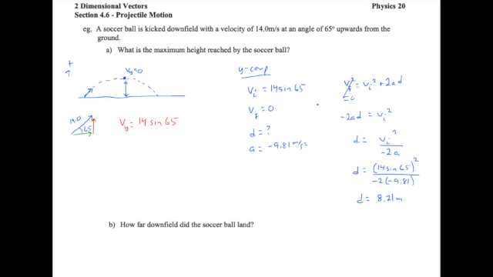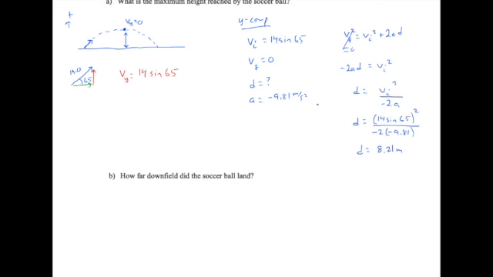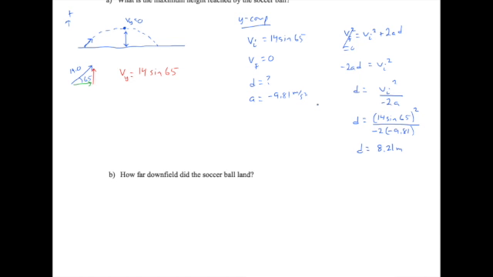Now for the second part of this, we'll look at how far downfield the soccer ball landed. And so here we're going to need the horizontal component. Now we can easily find the horizontal velocity vector. That's just going to be the 14 cosine 65, and it'll always be based on the cosine there. But we'll need to find the time that's in flight in order to find the distance.